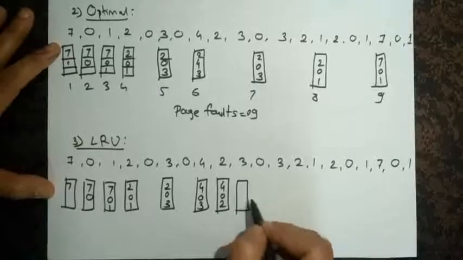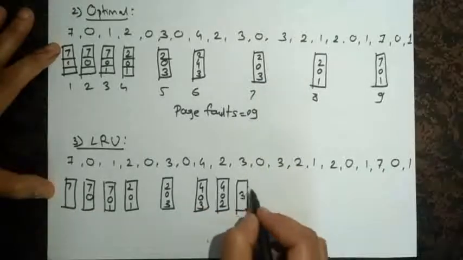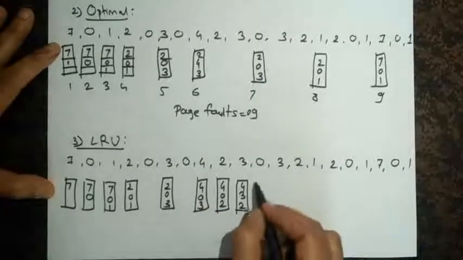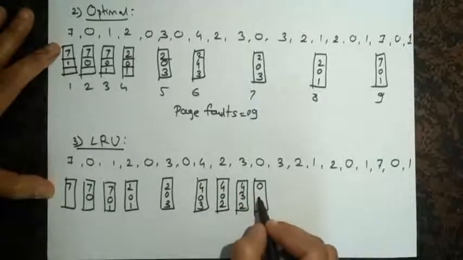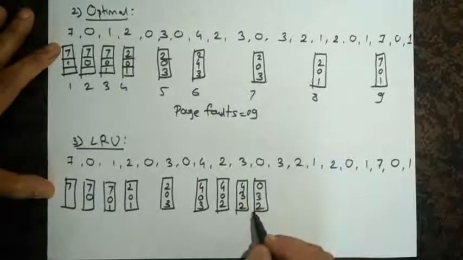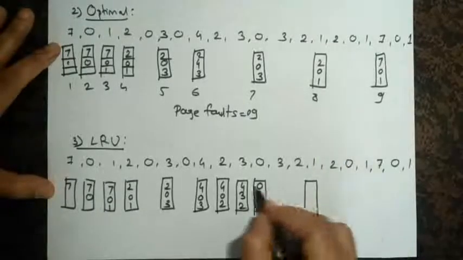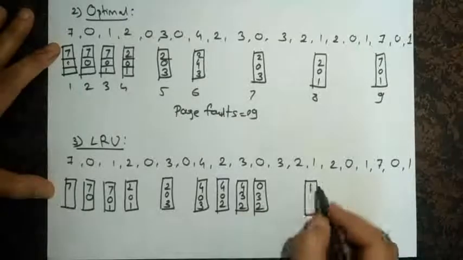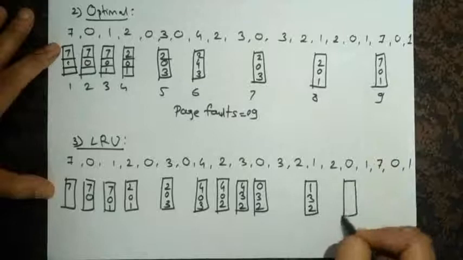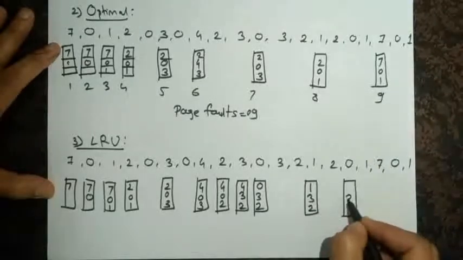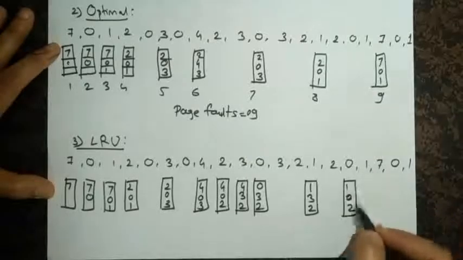3 is requested again, we see that 4 and 2 are near and 0 is quite past, so we replace this 0 by 3 and 4 and 2 as they are. Again 0 is requested, we replace this 4 by 0 and 3, 2 as they are. 3 is requested, which is there, 2 is requested, which is also there. Now 1 is requested, we see that 0 is quite past, so 1 is placed at the place of 0, 3, 2 as they are. 2 is requested, which is there. Now 0 is requested, again we see 3 is quite past, so replace this 3 by 0 and the rest as it is. 1 is requested, which is there.